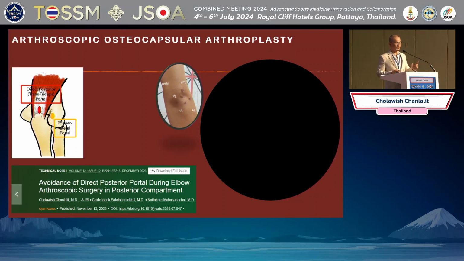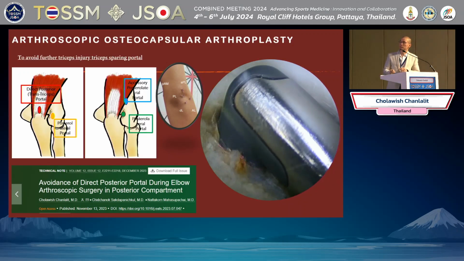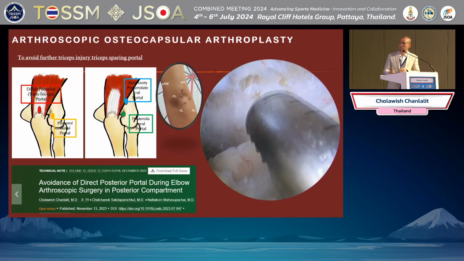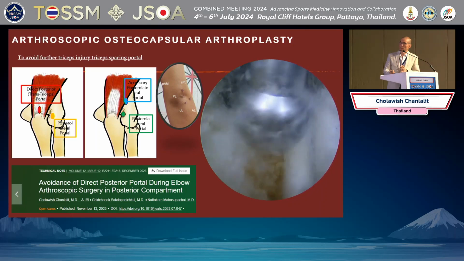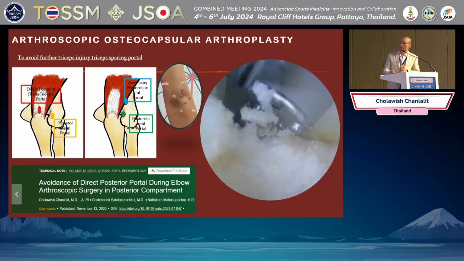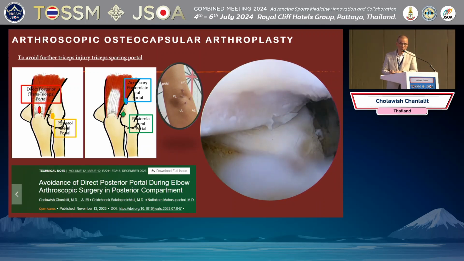So we planned two steps. Number one, we need to remove the olecranon osteophyte to correct the posterior bony impingement. We decided to avoid triceps involvement as much as we can, so I used the accessory posterolateral portal to work there. This technique is published in Arthroscopy Techniques. And these two portals can work well with the olecranon osteophyte and remove it there.